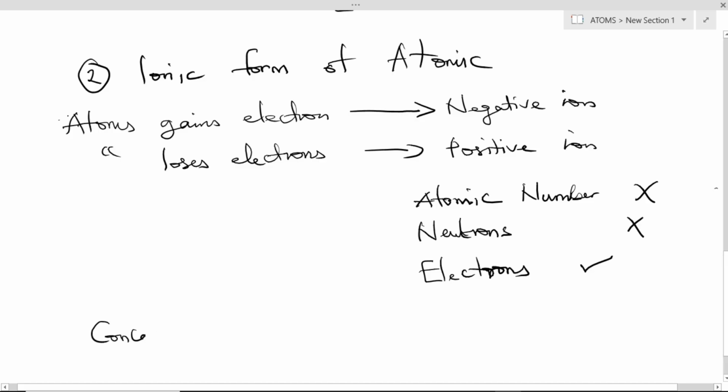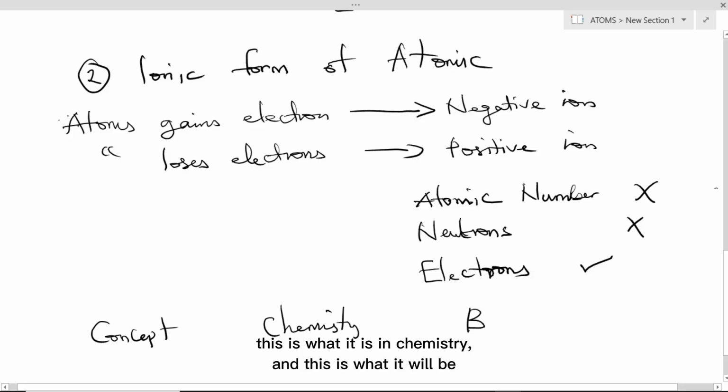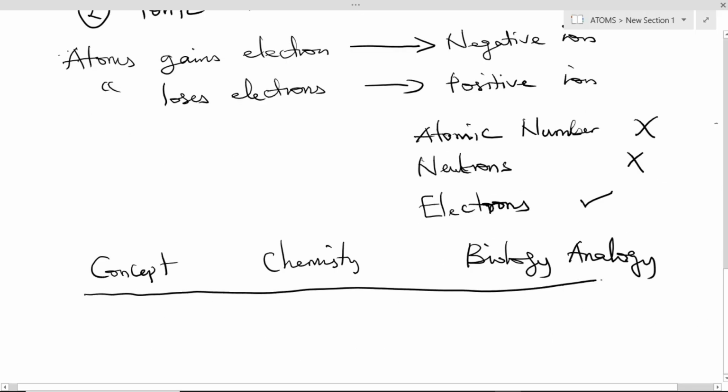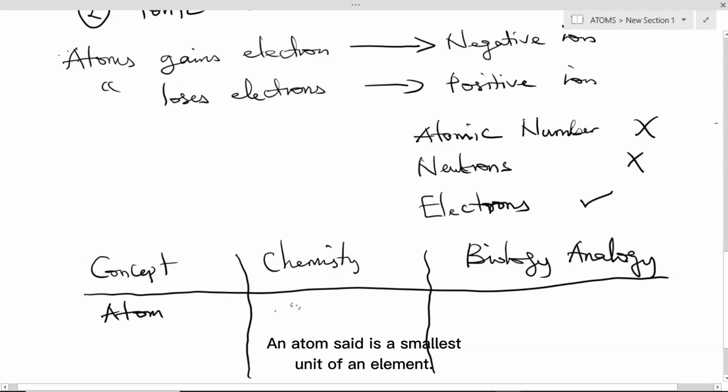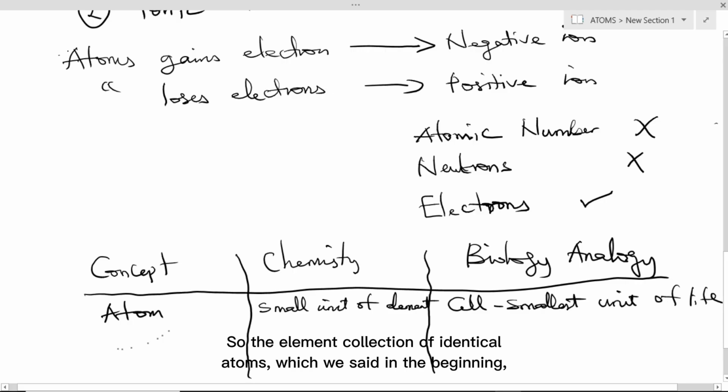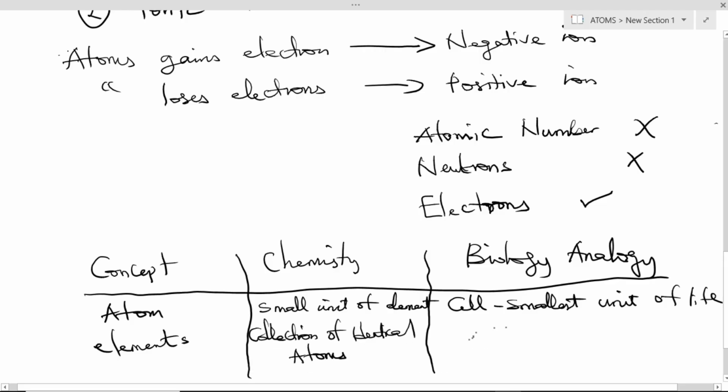This is a concept. Of course, this is what it is in chemistry, and this is what it will be in biology. An atom, as we said, is the smallest unit of an element. So its equivalent in biology is a cell, which is the smallest unit of life. The element, a collection of identical atoms, which we said in the beginning, has its equivalent in biology as tissues, which are a collection of cells.